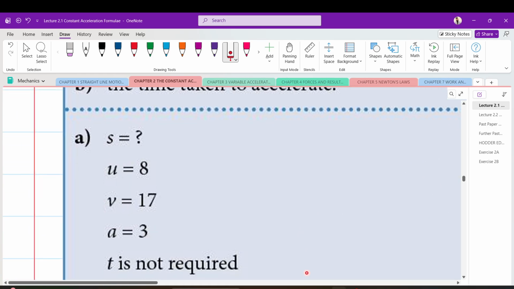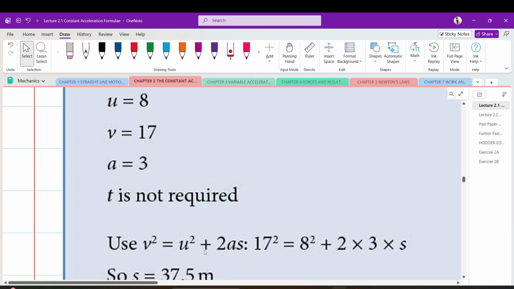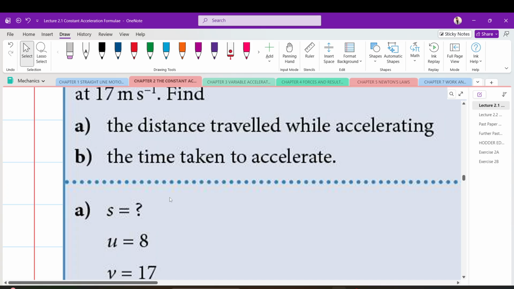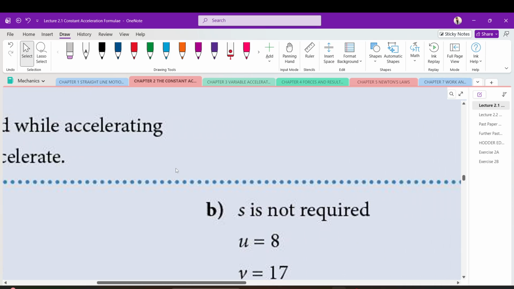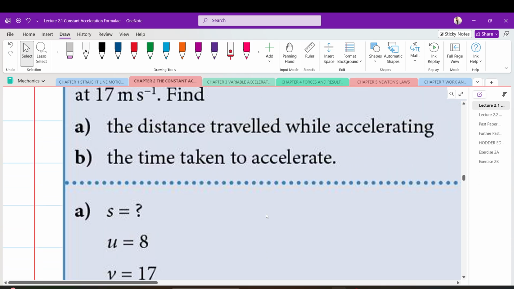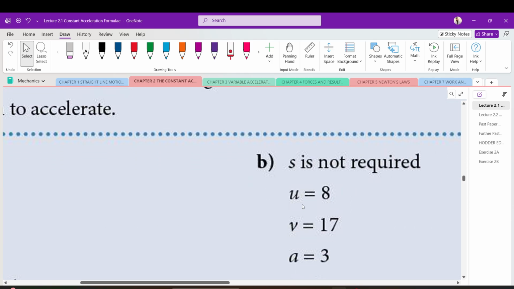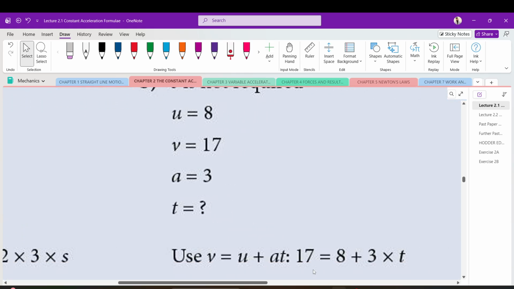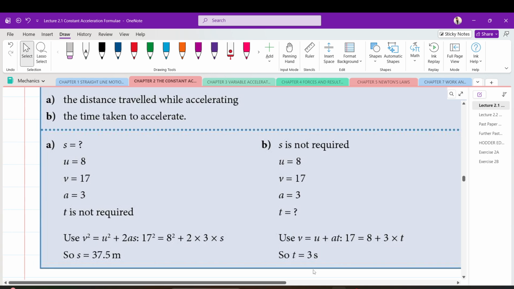Okay, so this is the working for part A. v squared equals u squared plus 2as. Make s the subject, and you can work it out as 37.5 meters. In the second part of the question, now it asks you to calculate the time taken to accelerate. So here you can see that we are not using the value, although we could use this value, but just as I mentioned, it is better to use the given values. So I have initial velocity, I have final velocity, I have acceleration. Now I need to find time. So v equals u plus at, and therefore t is equal to 3 seconds.